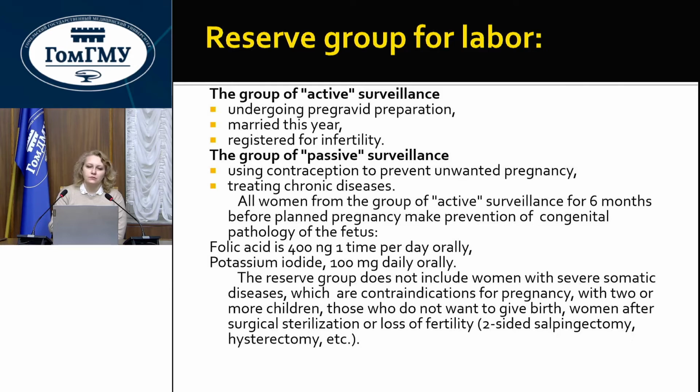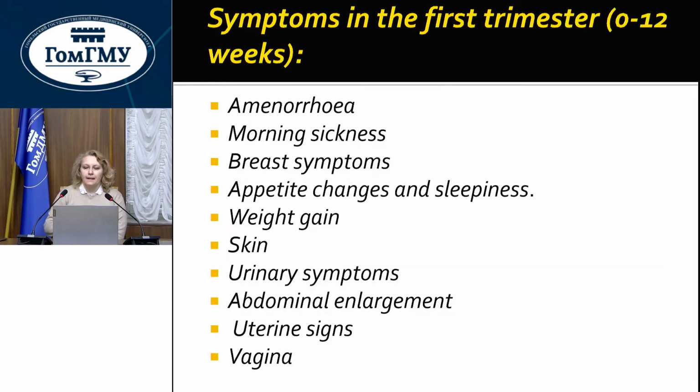But anyway, what you should know that before pregnancy we have to perform pregravidal preparation. It's usually folic acid and iodine, dependent on region. And now, how we can understand that a woman is pregnant? It can be symptoms of the first trimester. Trimester, it means from 0 to 12 weeks of gestation.